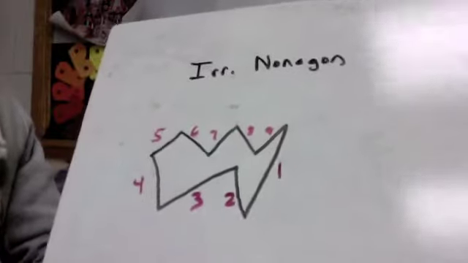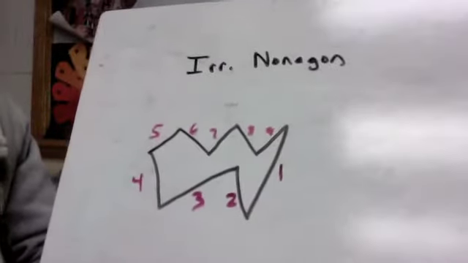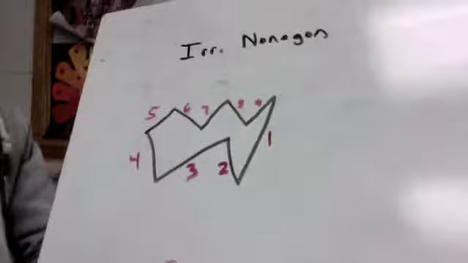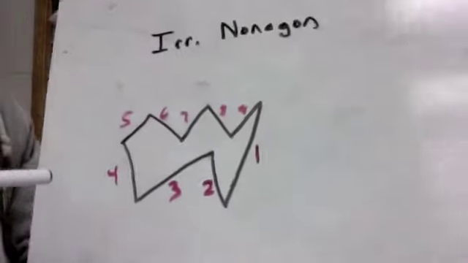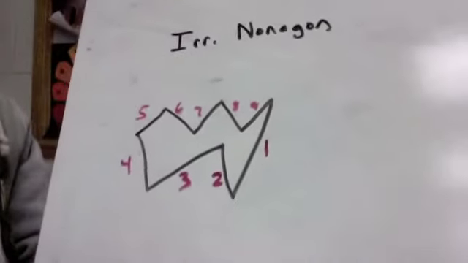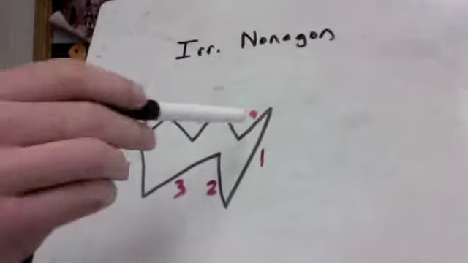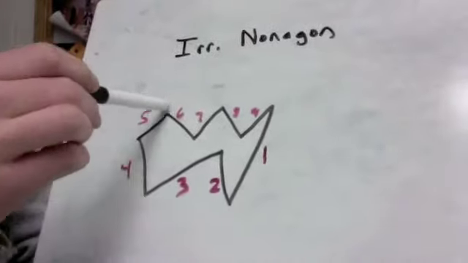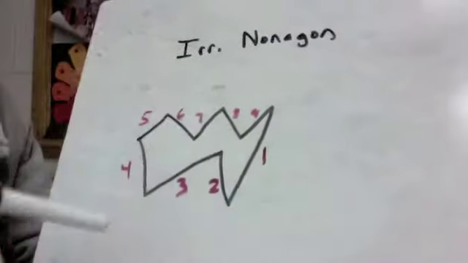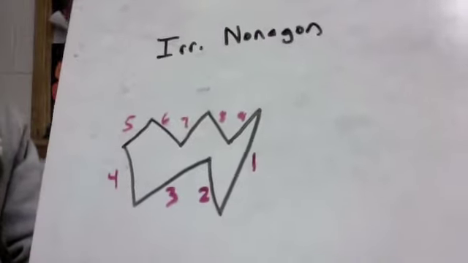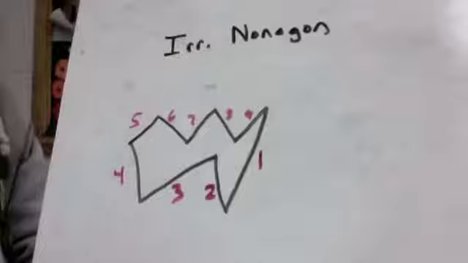So yours is probably going to look different than mine. But you just have to make sure that it's all closed up, which mine is. Mine's obviously two-dimensional, and there's no curves to it. Then you just have to count up the sides. So we've got 1, 2, 3, 4, 5, 6, 7, 8, 9 sides. So this is an irregular nonagon.